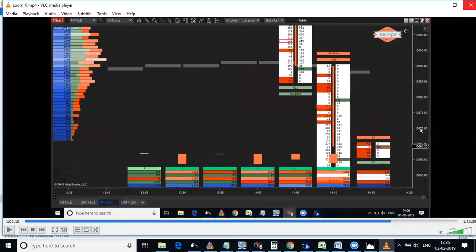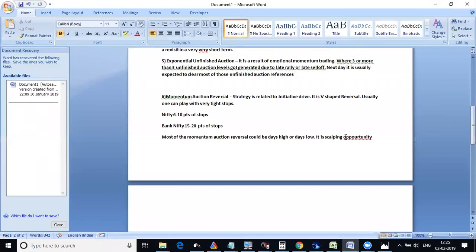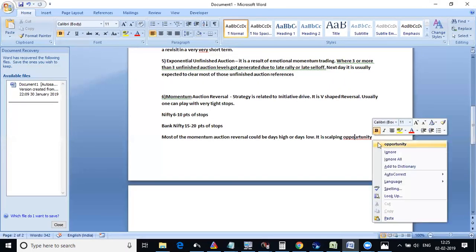And I think more than that, maybe some 500 points correction yesterday from the day high. Okay, so that's momentum auction reversals. Any questions? I can answer those questions.